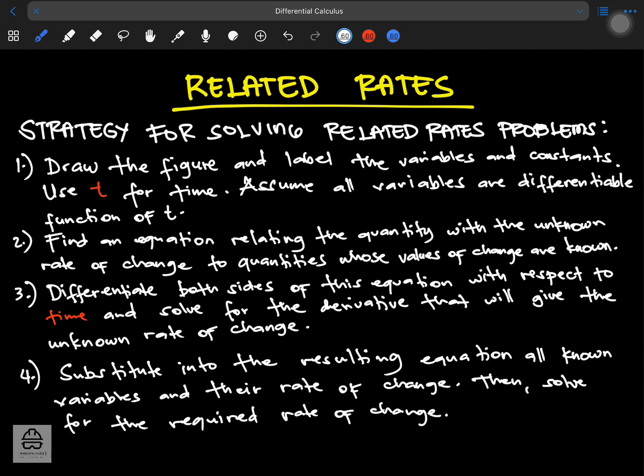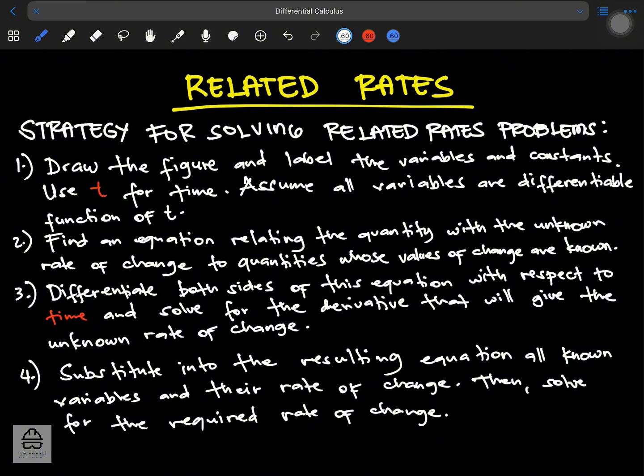Third one is we will differentiate both sides of this equation with respect to time and solve for the derivative that will give the unknown rate of change. Yung gagawin natin dito sa third strategy is we will differentiate the formula na nahanap natin na perfectly fit dun sa problem. Fourth is that we will substitute into the resulting equation all the known variables.